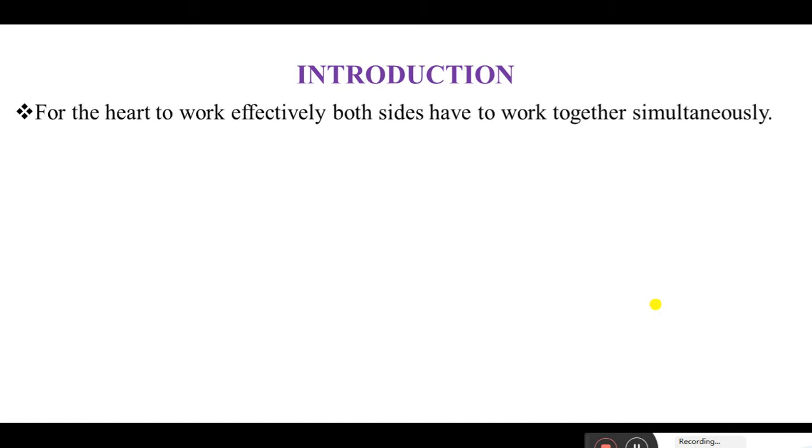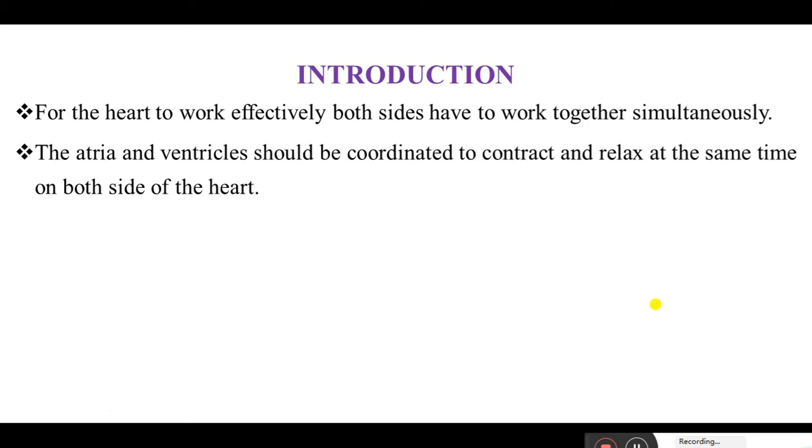For the heart to work effectively, both sides of the heart have to work together. We mean simultaneously. That means both atria should contract simultaneously. Both ventricles should contract simultaneously, as well as they should relax simultaneously. The atria and the ventricles should be coordinated to contract and relax at the same time on both sides of the heart.